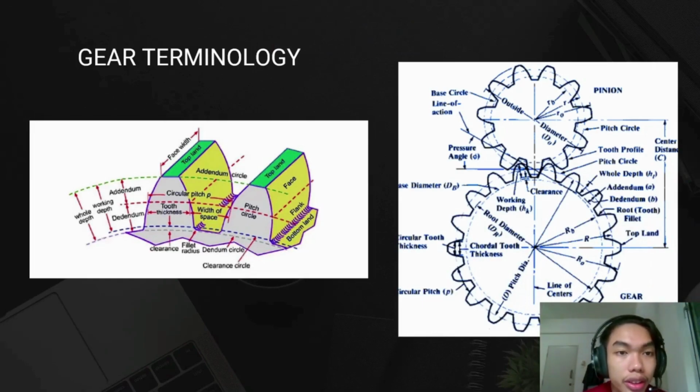So here is the gear terminology, like the face width, the addendum circle, the pitch circle, the fillet radius, the clearance, and the right side is the same but with a different image.